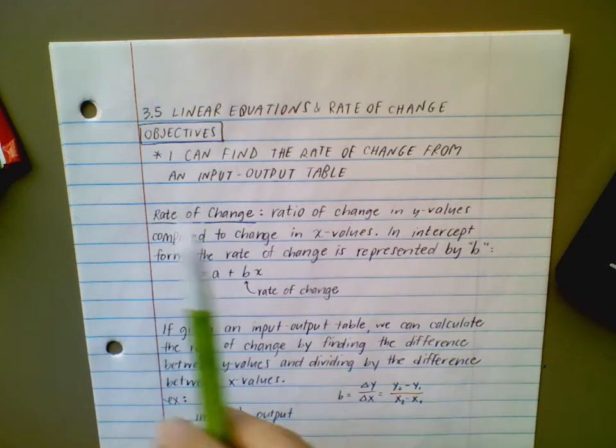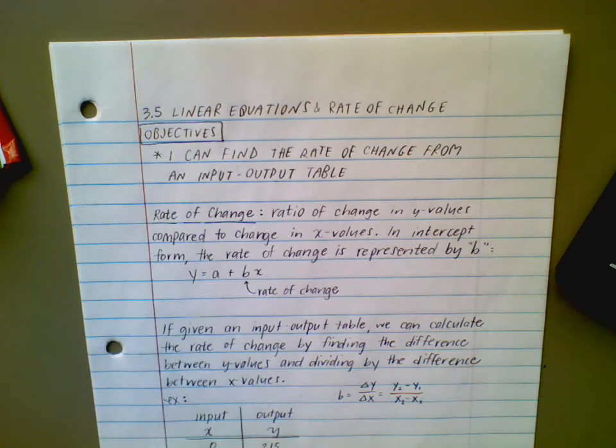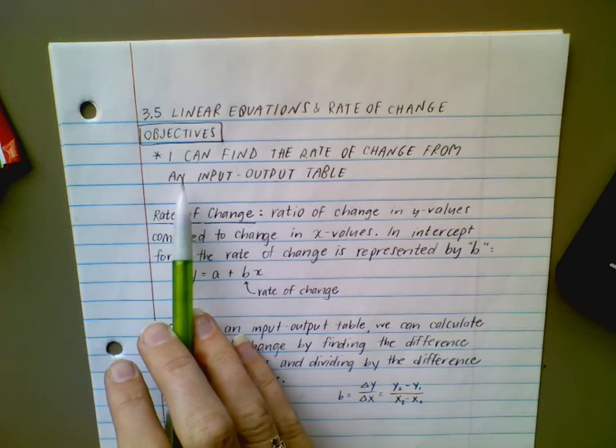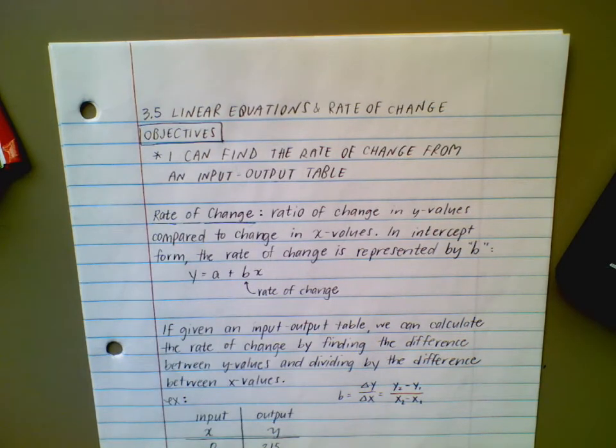So now we're going to look at lesson 3.5, linear equations and rate of change. This is really just an extension of lesson 3.4, looking at the intercept form. But we do have a separate objective, which is: I can find the rate of change from an input-output table.